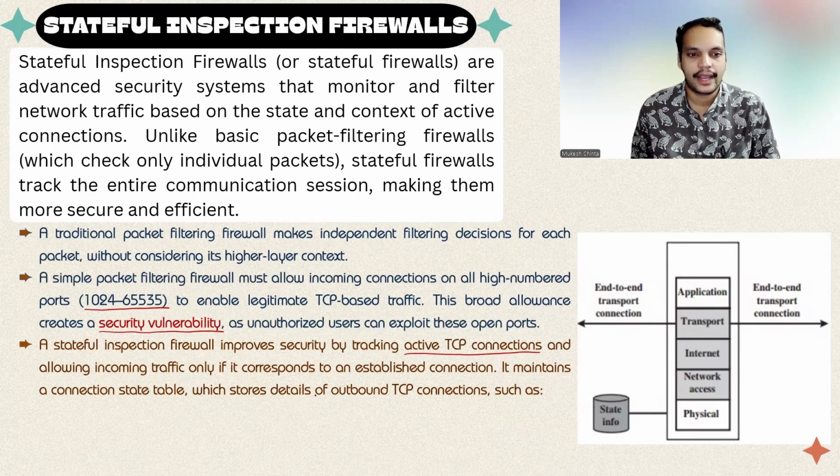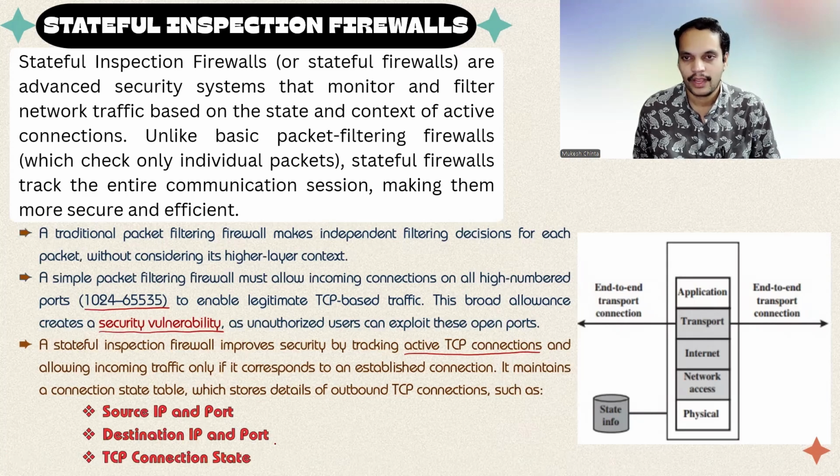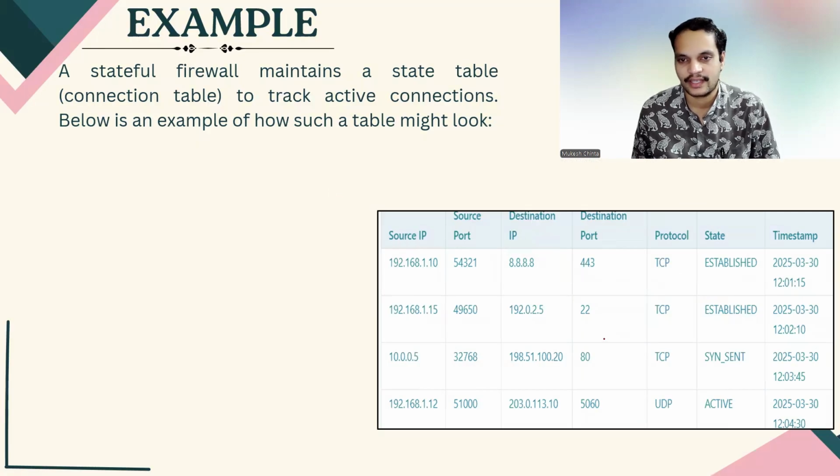It maintains a connection state table, which stores details of outbound TCP connections, such as the source IP address and port address, the destination IP address and port address, and the TCP connection state. Let me show you a quick example of how these things are put together from the perspective of a stateful inspection firewall. Check out this example.